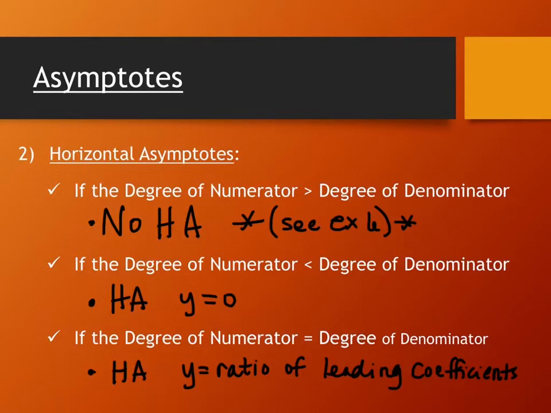So I'm going to almost promise 100% that if you go to lunch today and you tell someone, if the degree of the numerator equals the degree of the denominator, the horizontal asymptote is y equals the ratio of leading coefficients, you're going to sound super cool. Yeah, really smart. Okay, super smart.